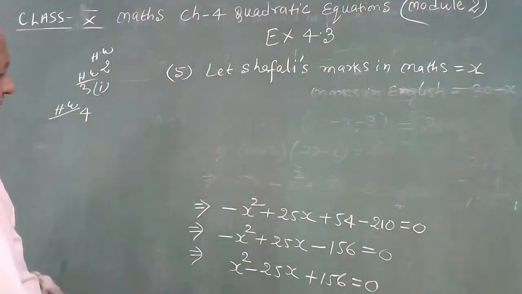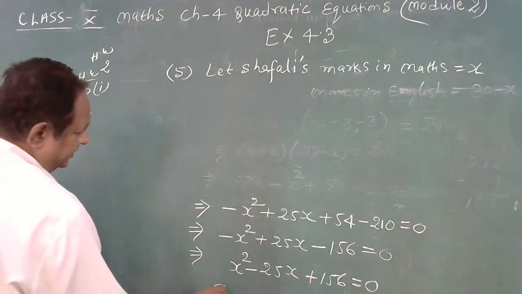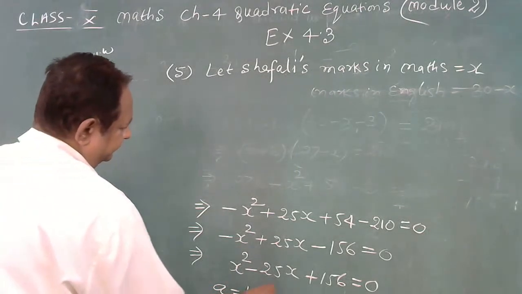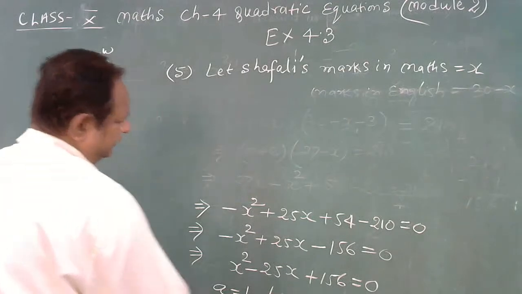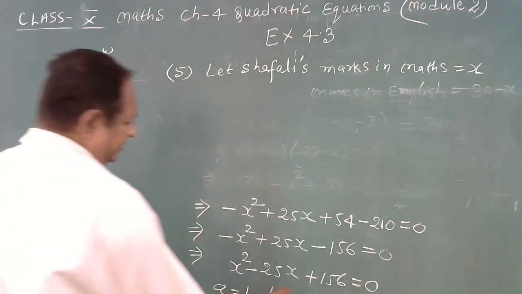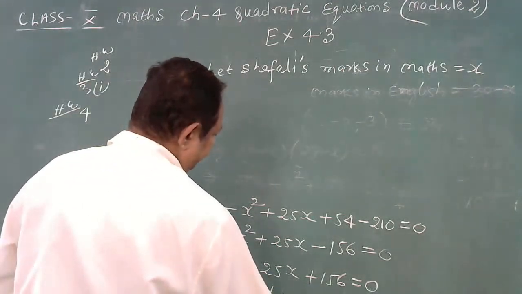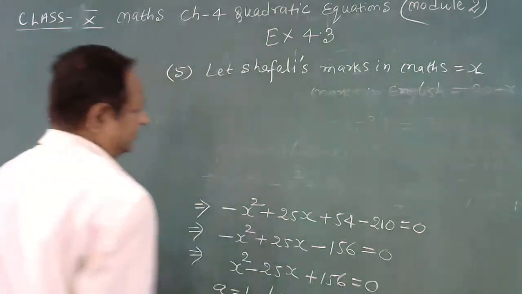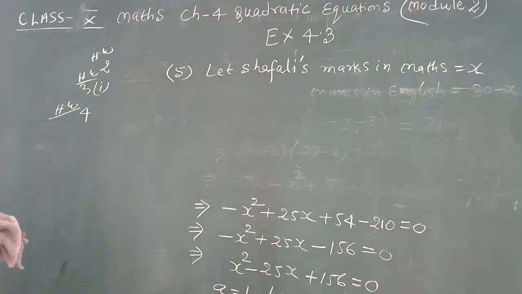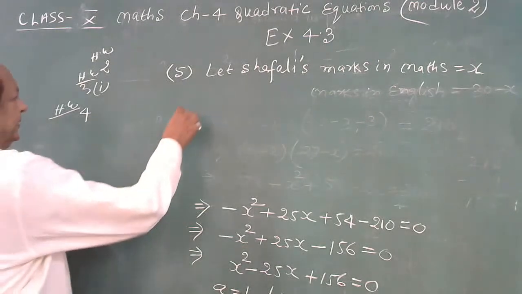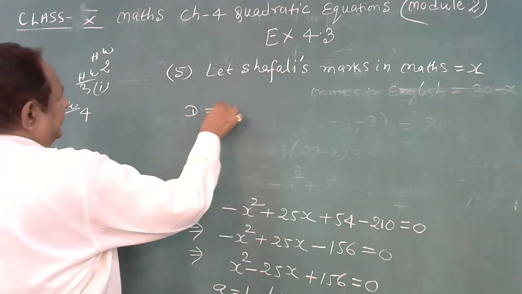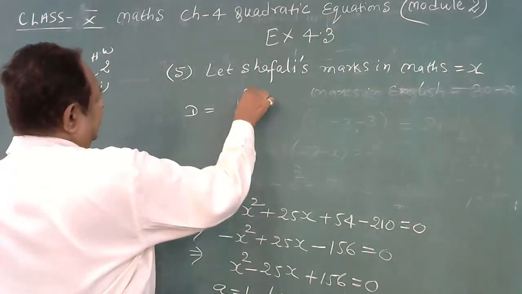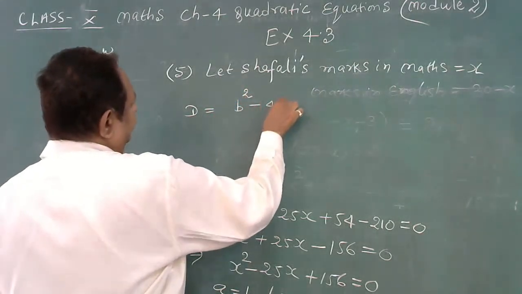The value of A is 1. What is B? Minus 25. And C, 156. First find D. D is equal to B square minus 4AC.